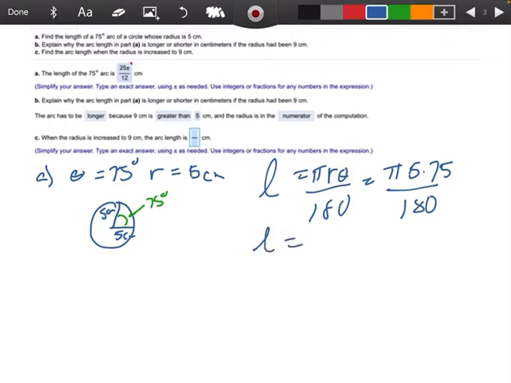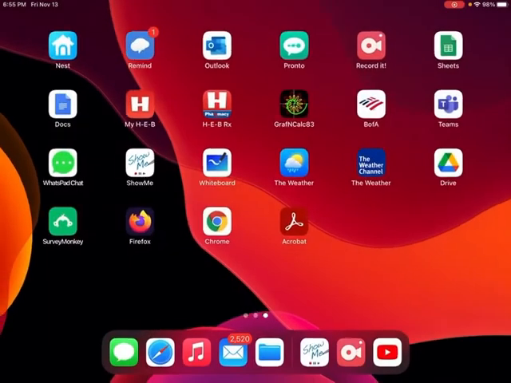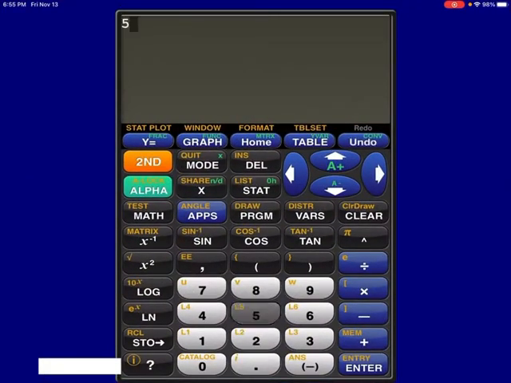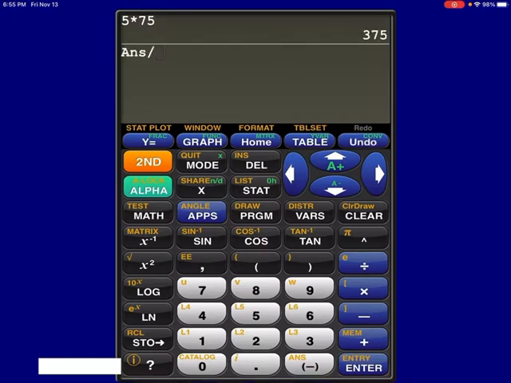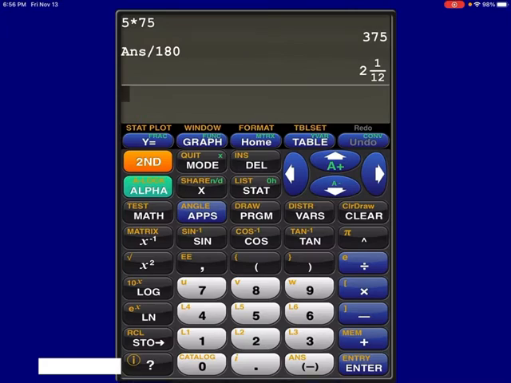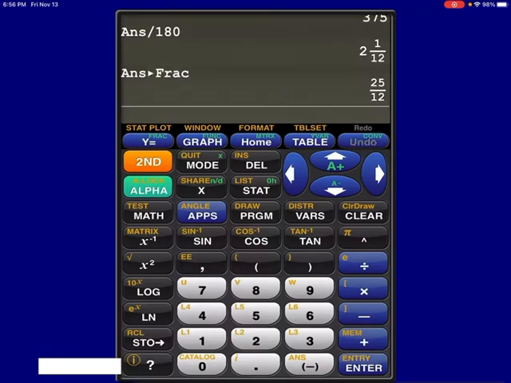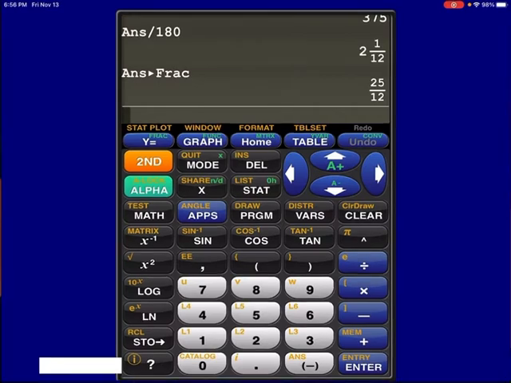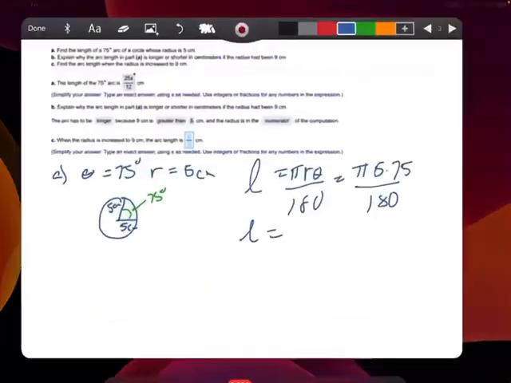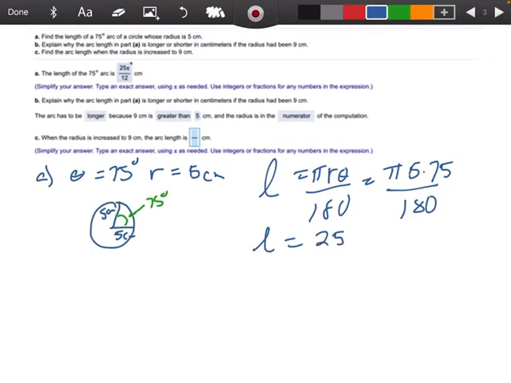I'm going to take my calculator. I need to figure out what 5 times 75 is, and then divide it by 180. That gives 2 and 1/12. If I hit the fraction button again, it gives it to me as an improper fraction, 25 over 12. Don't forget, we still have the pi, so this is going to be 25 pi over 12. And that's why they wrote that right there.